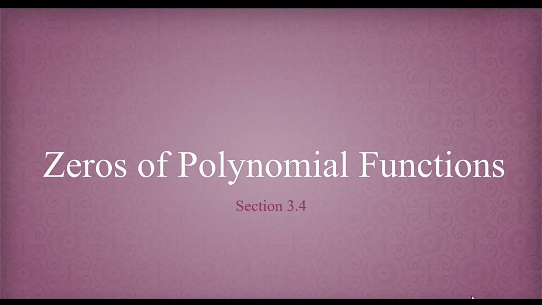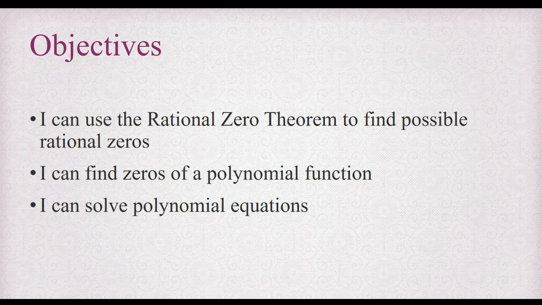Today we're going to look at section 3.4, which is called Zeros of Polynomial Functions. So our objectives today, we're going to use the rational zero theorem to find all possible rational zeros. We're going to find zeros of a polynomial function, and then we're going to solve these polynomial equations.